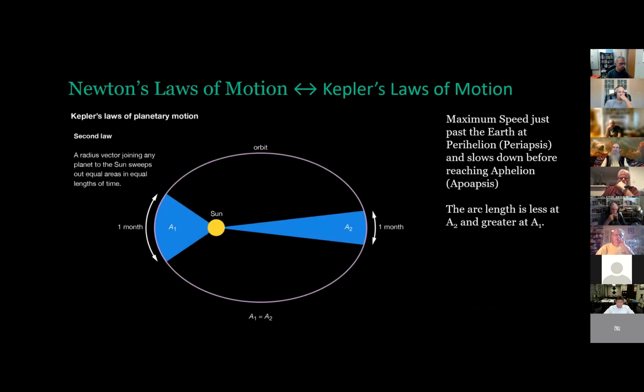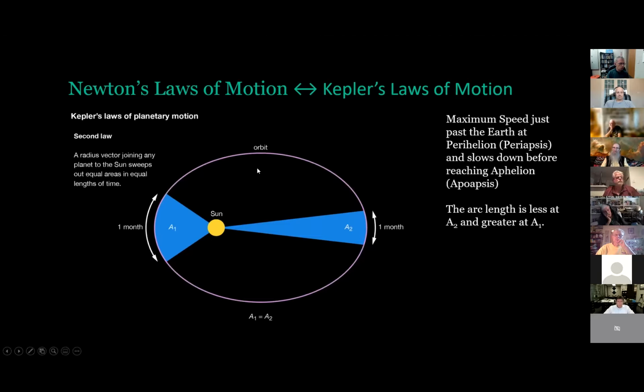Now, when we think about our laws, this is actually Kepler's second law. The first law, we have that in the shape of an ellipse. All orbits are in the shape of ellipses. This is the second law. So we take this area right here, and these two areas are going to be the same. This arc length right here, which is the section of the circle, you can see it's longer than this section right here.